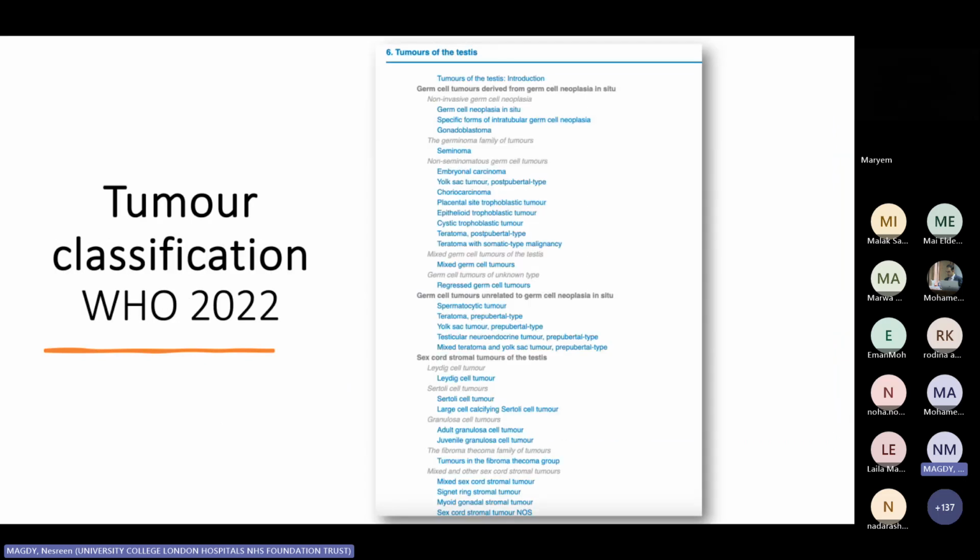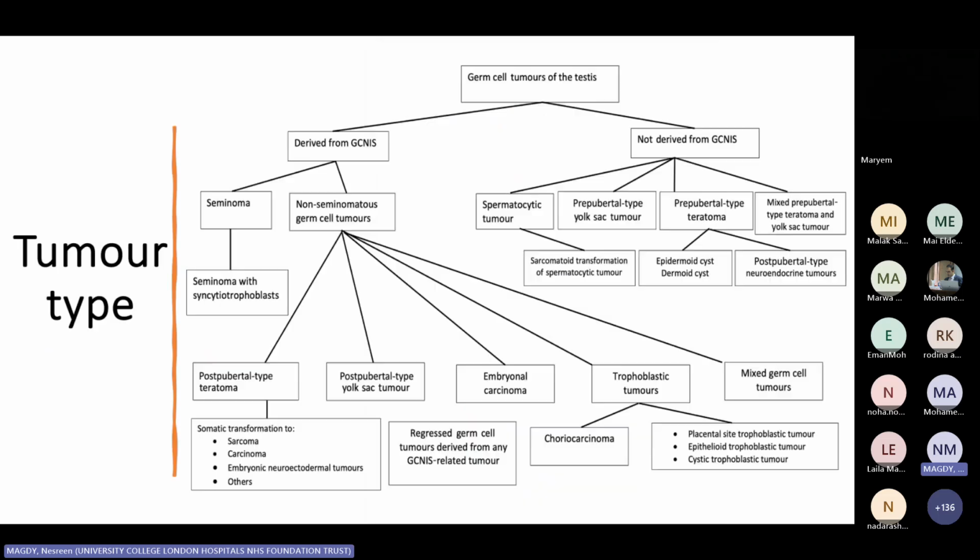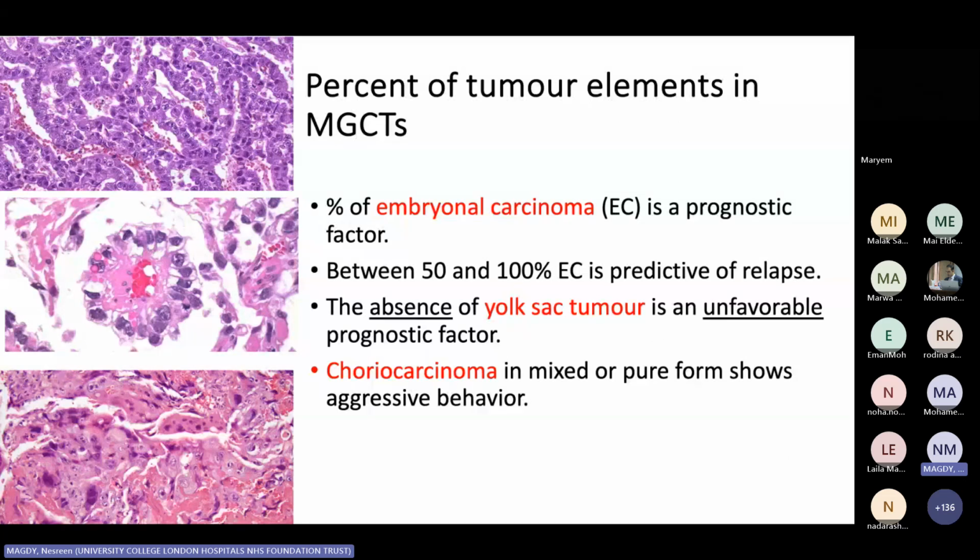And here is the latest classification of testicular tumors according to WHO 2022. And here is an algorithm of the germ cell tumors of the testis according to their origin, whether they are related to GCNIS or not. We will not go into details in this slide because it's slightly out of the scope of our presentation.